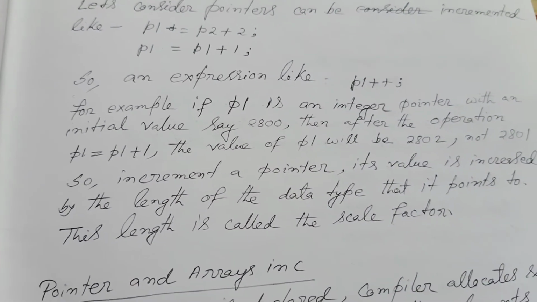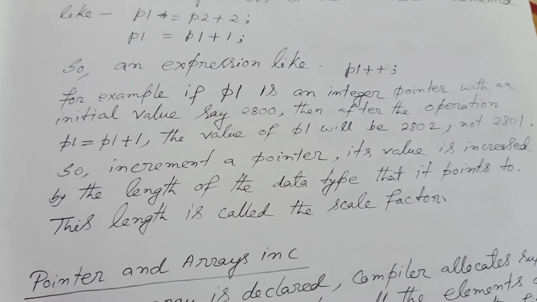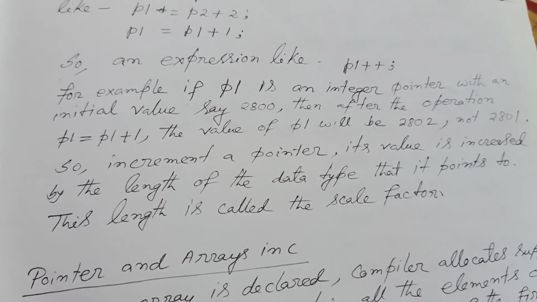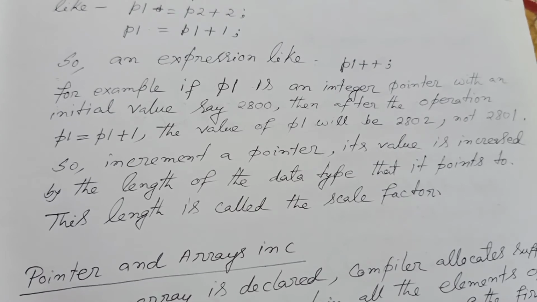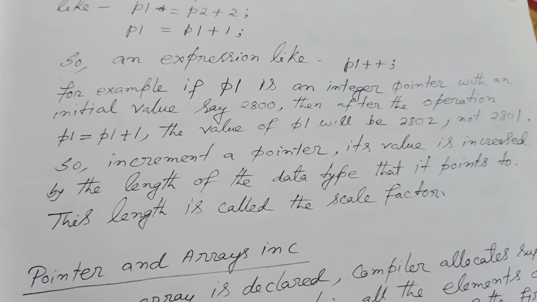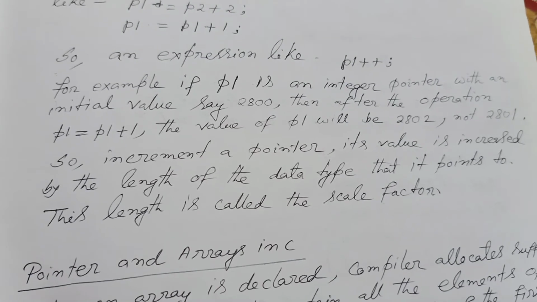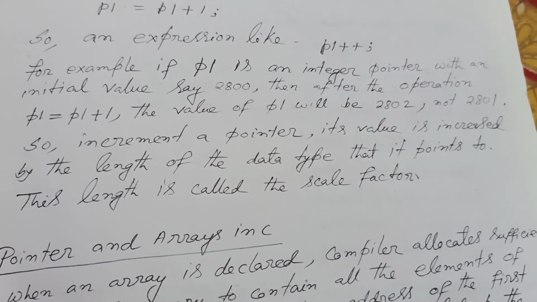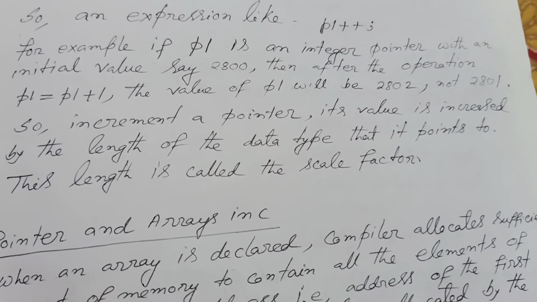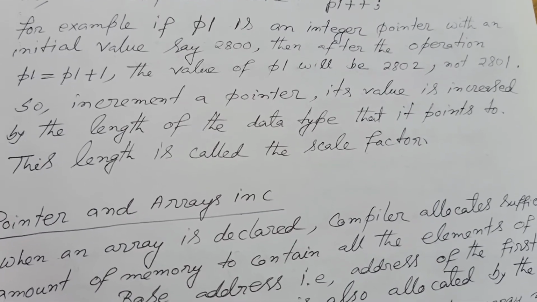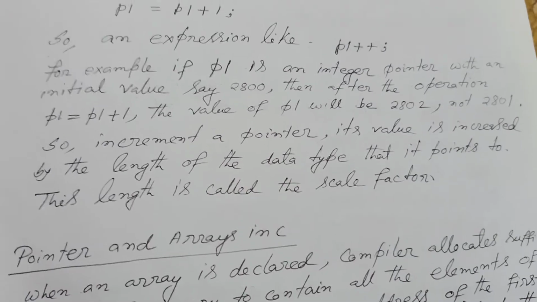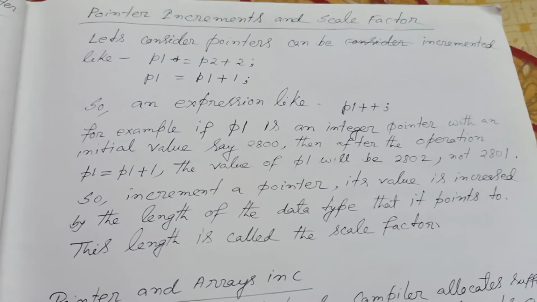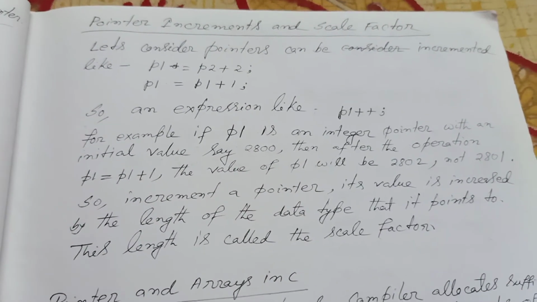For example, if p1 is an integer pointer with an initial value, say 2800, then after the operation of p1 equal to p1 plus 1, the value of p1 will be 2802, not 2801. So when we increment a pointer, its value is increased by the length of the data type that it points to. This length is called the scale factor. Okay, so in this way we can increment a pointer and also maintain the scale factor too.